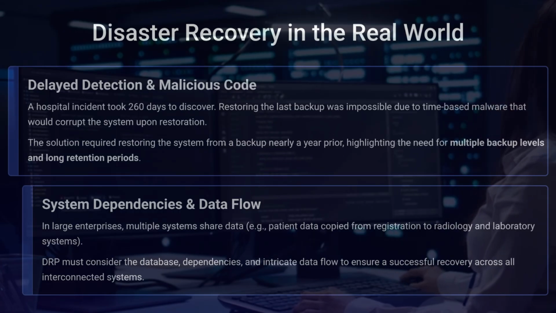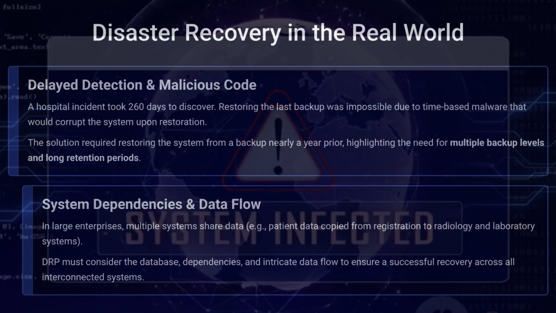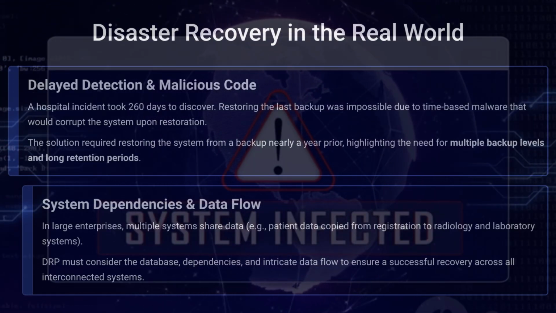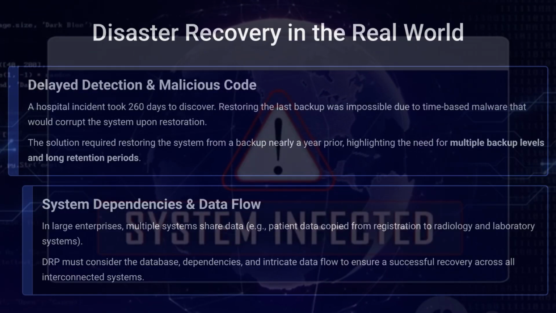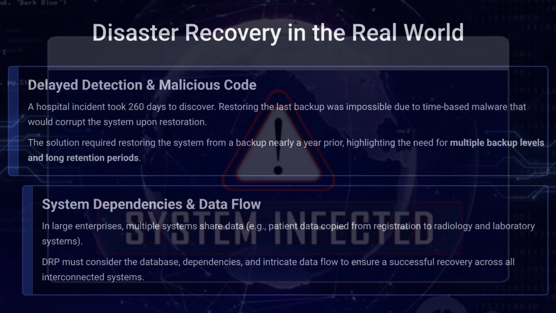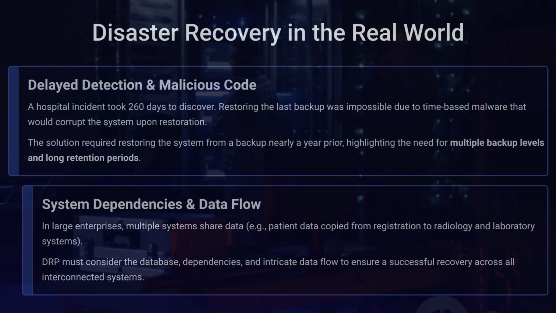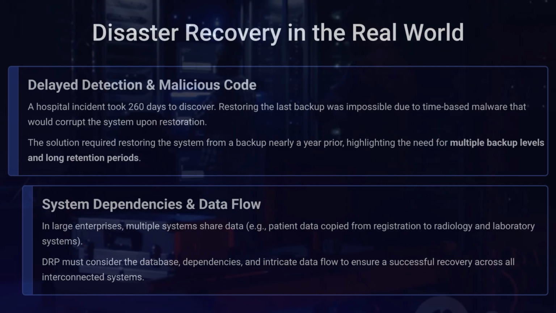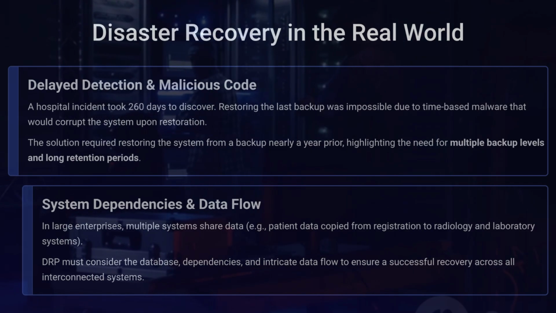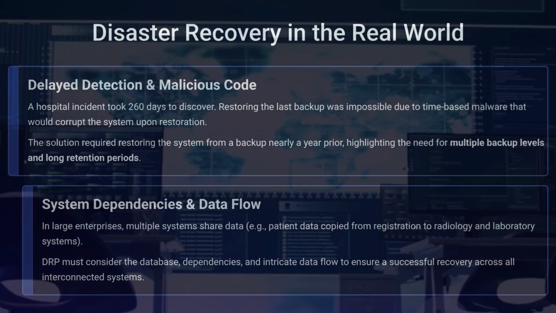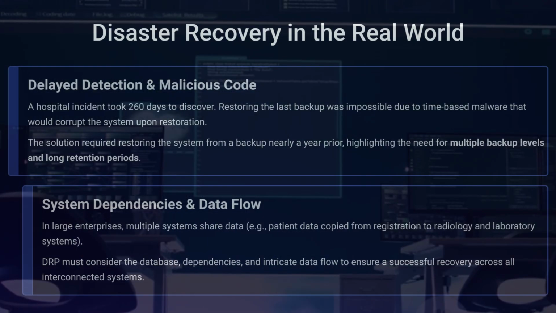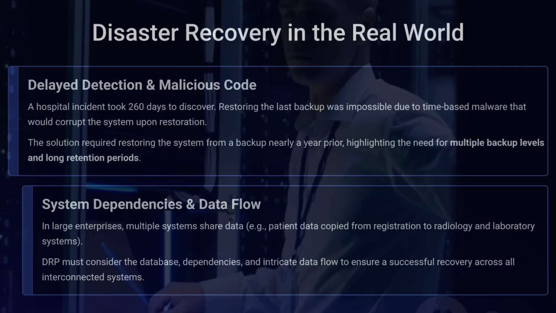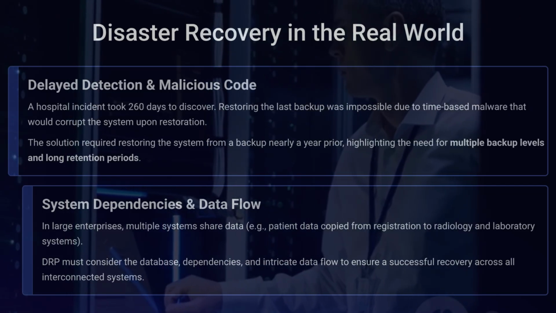there was a compromise. In this case, the hospital couldn't return to doing business by using the last backup, because it was riddled with a time-based malware that would corrupt all the data on the system as soon as it was restored. The hospital needed to go back nearly a year prior to discovering the incident to restore the entire system and then restore the remaining data piece by piece to avoid reinfection. This scenario really highlights the need for multiple levels of backup and retention periods to address the needs of the organization. Complex systems can often store valuable information across several servers.